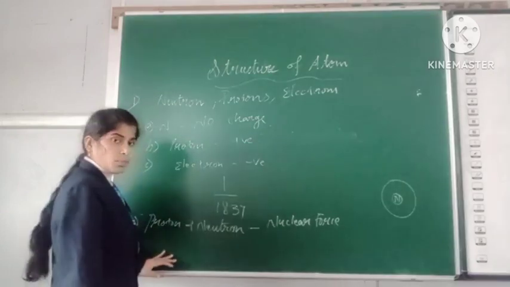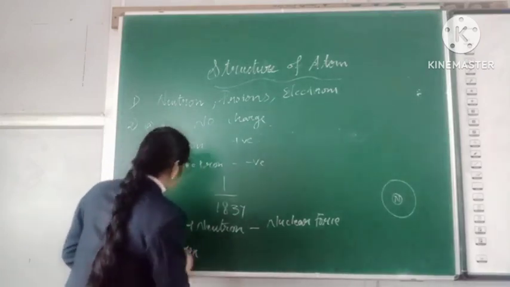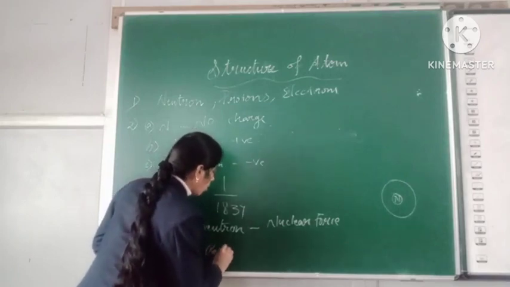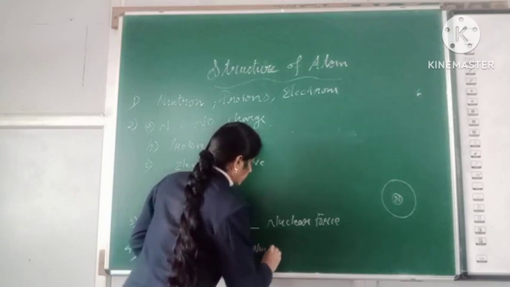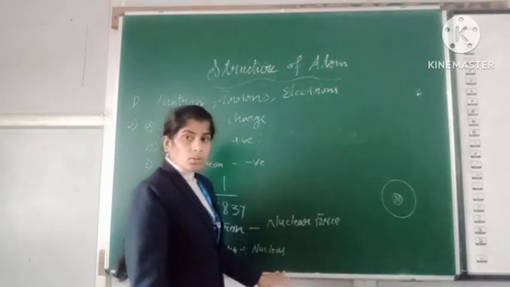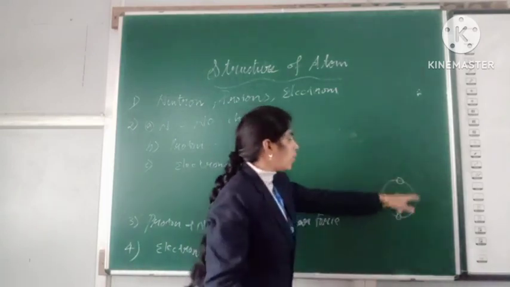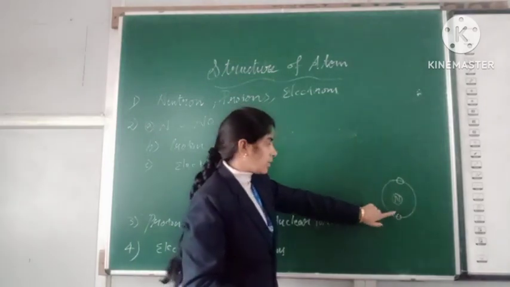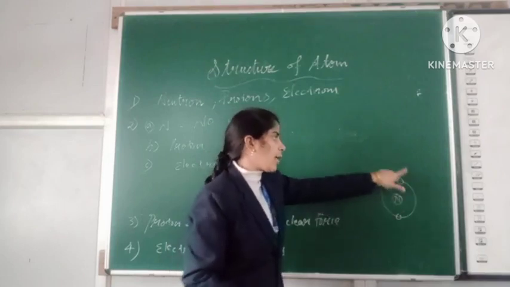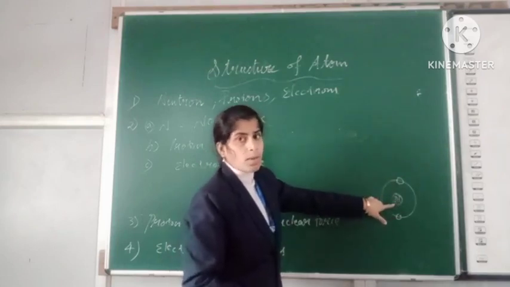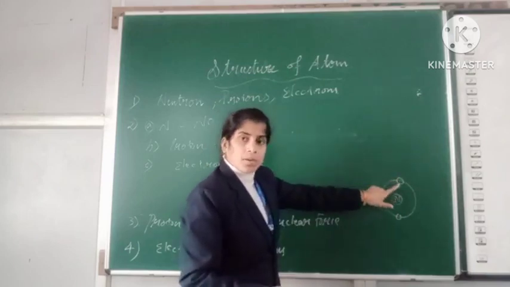Okay. Fourth point. Electrons that revolve around the nucleus. You know that the electrons have very little mass and charge. That's why they just revolve around the nucleus. Which one has more mass? The nucleus. They have the attractive force. So because of this, they revolve around the nucleus.